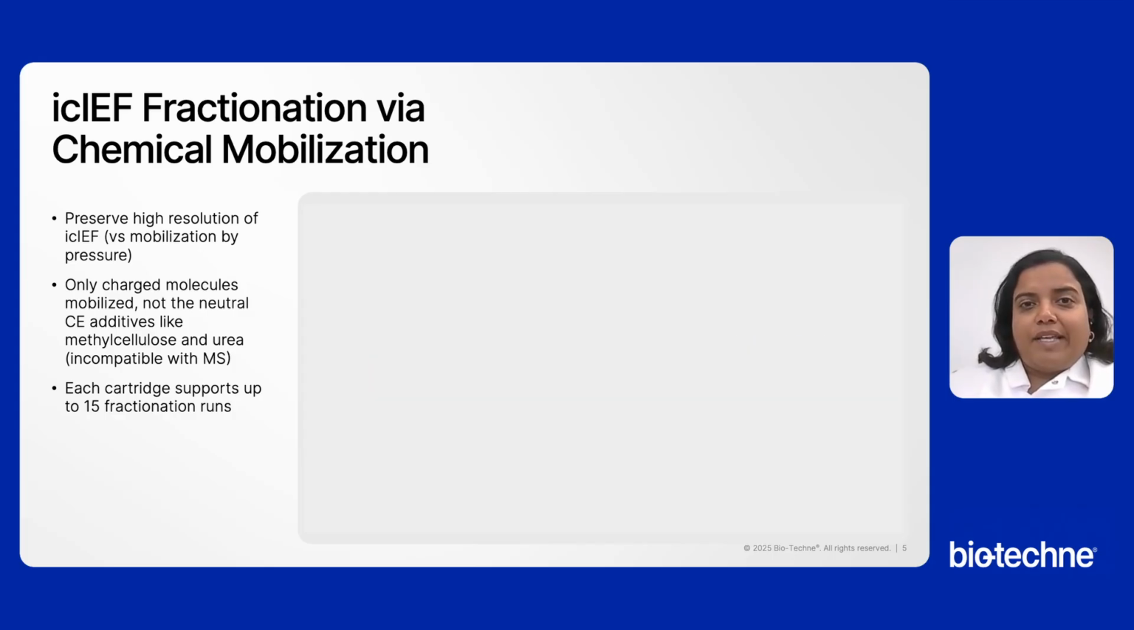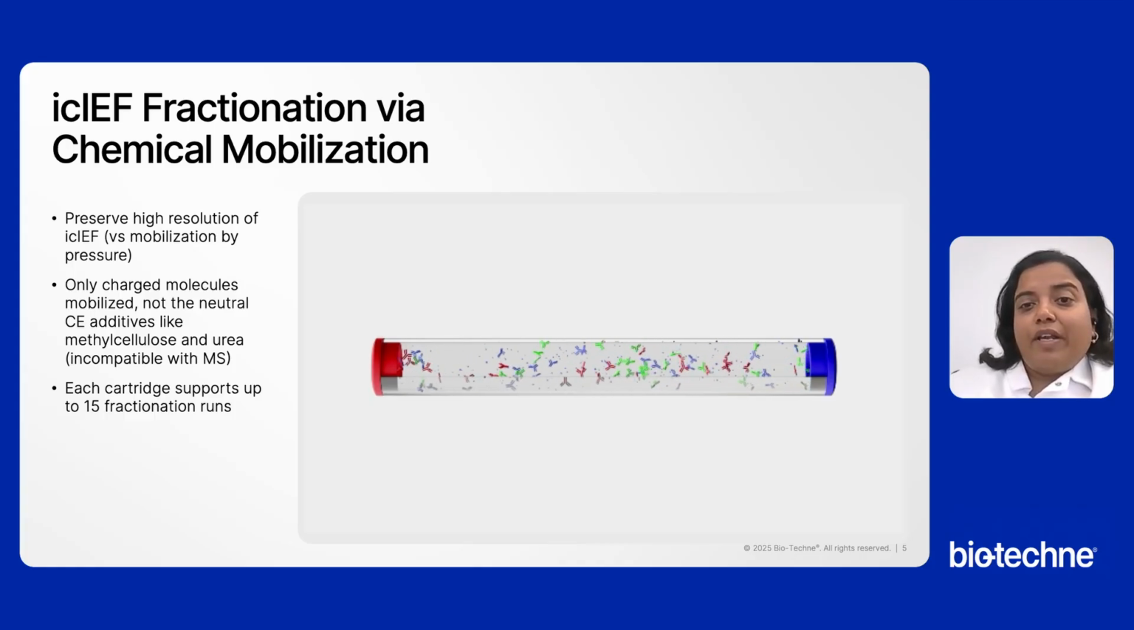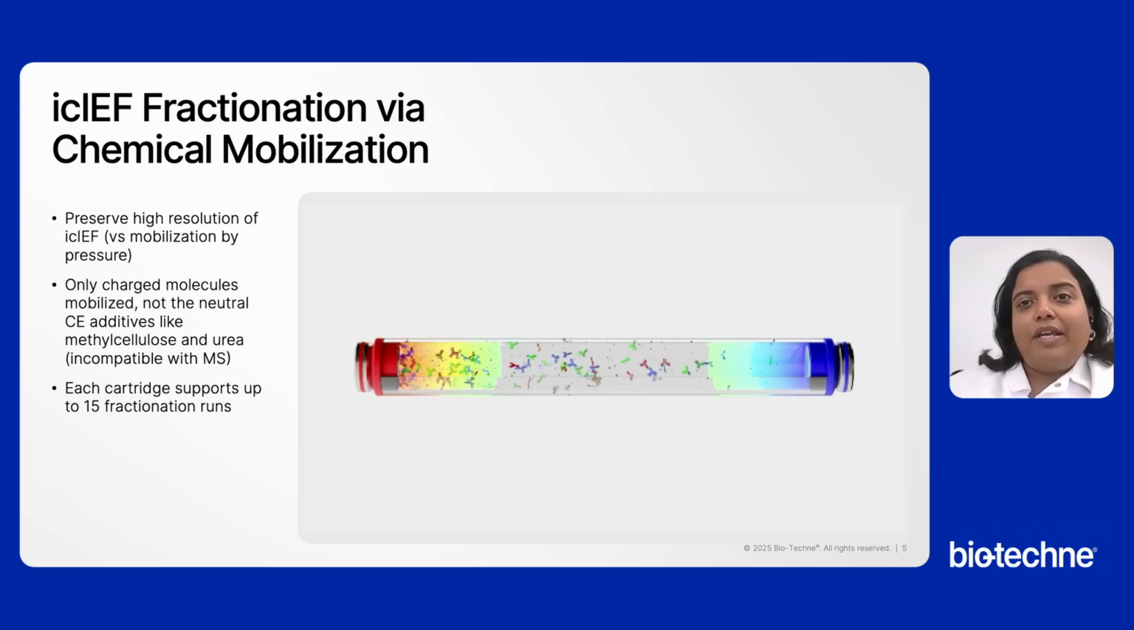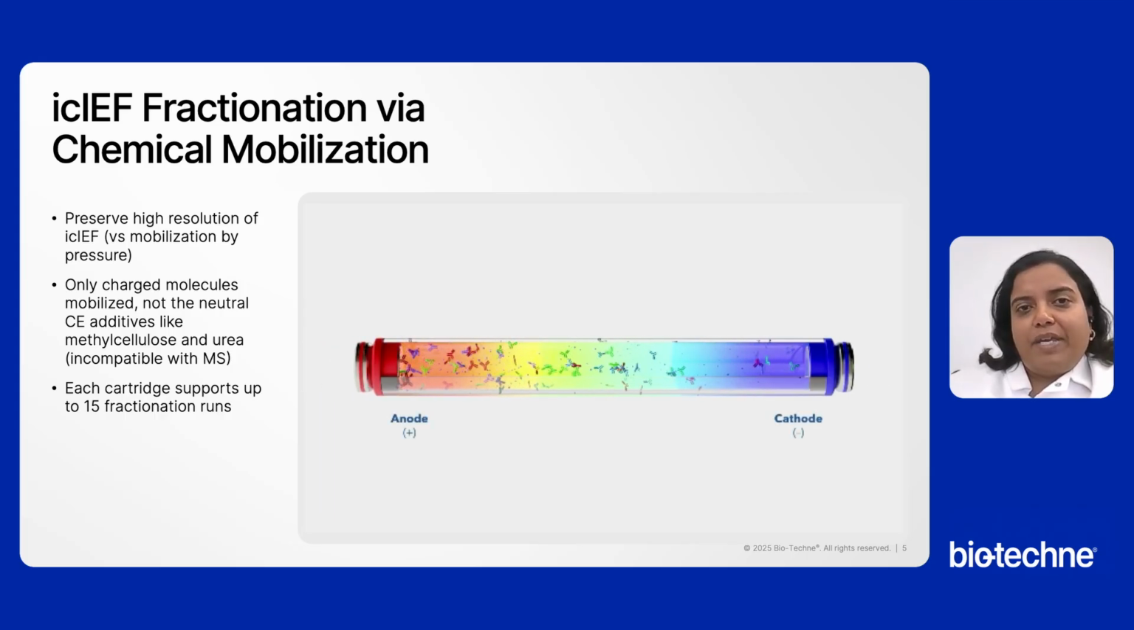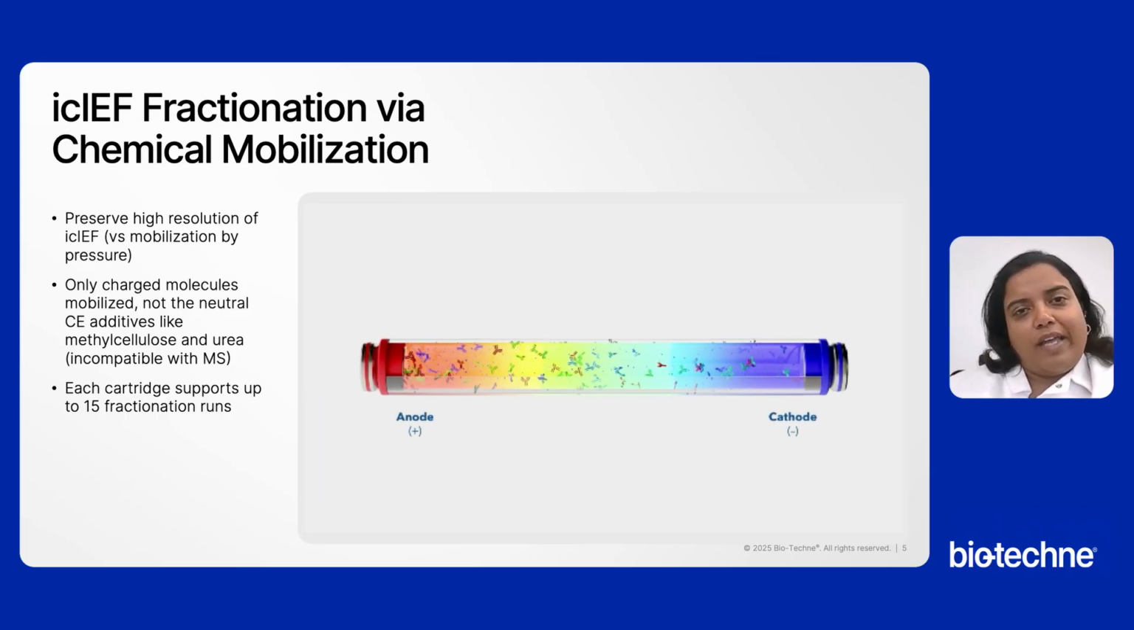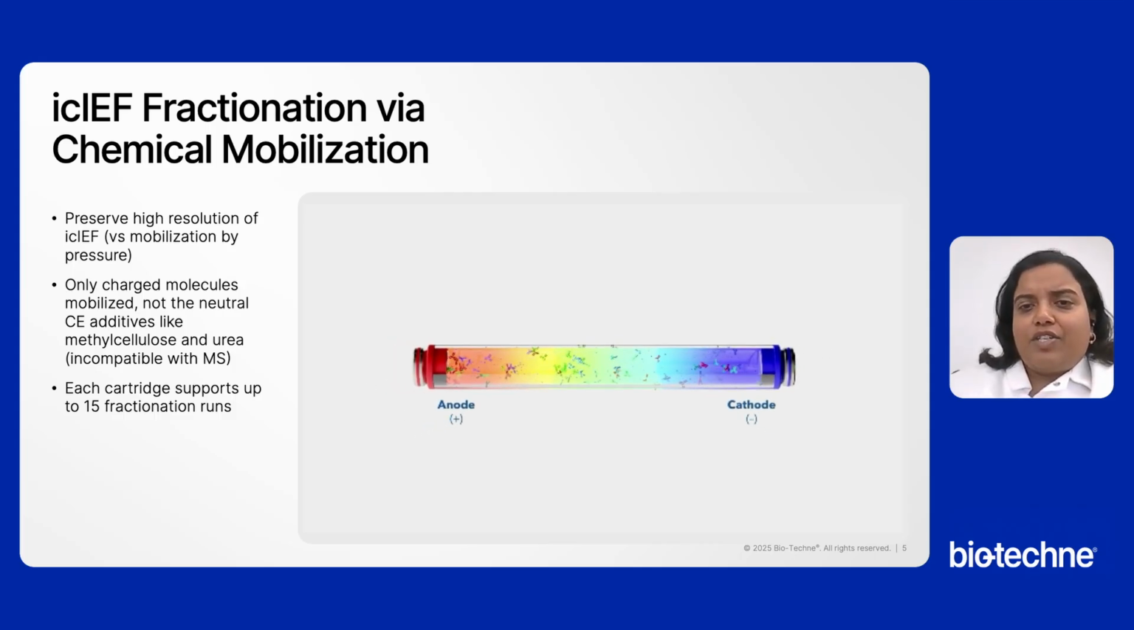Load the samples in the capillary of the Flex cartridge. Once your protein samples are loaded, the electric field is applied to create a pH gradient within the capillary, and proteins with different pI values, they migrate along the capillary until they reach their matching pH.